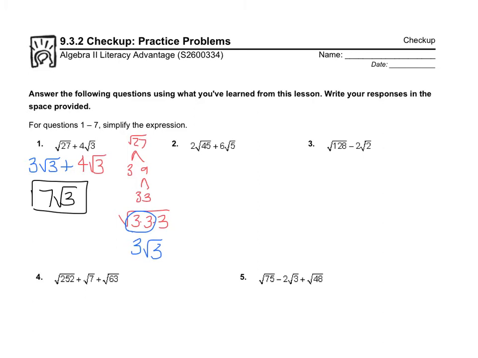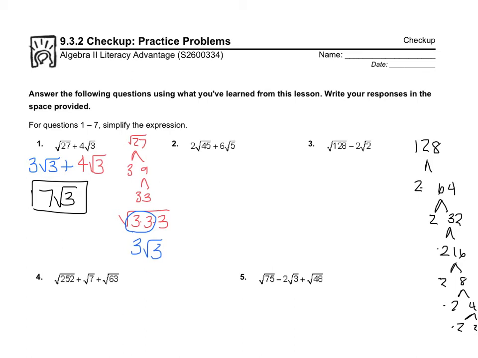Number 3, I have the square root of 128 minus 2 square root of 2. So I'm going to start with 128. I know it's even, so I'm going to divide it by 2, and I get 64, which I know is even, so I'm going to do 2 and 32, which 32 is even, that's 2 and 16. 16 is 2 and 8. 8 is 2 and 4, and 4 is 2 and 2. So that's 1, 2, 3, 4, 5, 6, 7 2's.